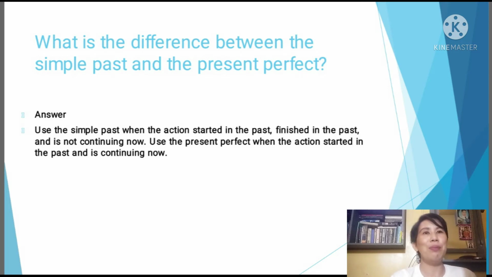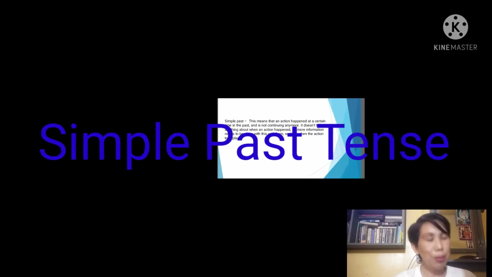When we use the simple past, we're talking about an action that has started in the past and is finished in the past. It has nothing to do with the present. While we use the present perfect tense when the action started in the past and is continuing to the present. Okay? And to give you a deeper explanation on this, again, I will explain simple past.